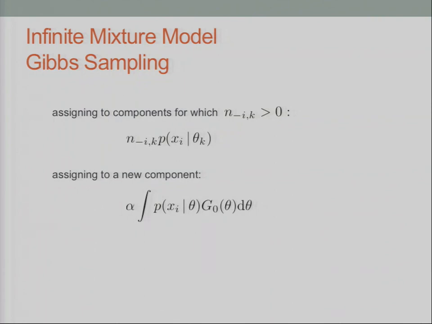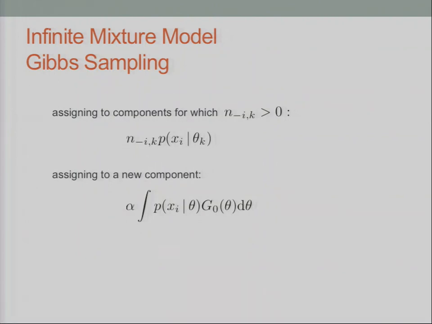And the probability of assigning to a new component is basically proportional to alpha times this. So this is basically the probability of this data point under this Bayes distribution. So you integrate out all parameters using the Bayes distribution. Okay? So this is kind of coming from the likelihood term, and this is coming from the prior term.